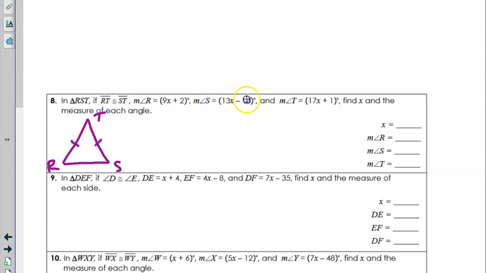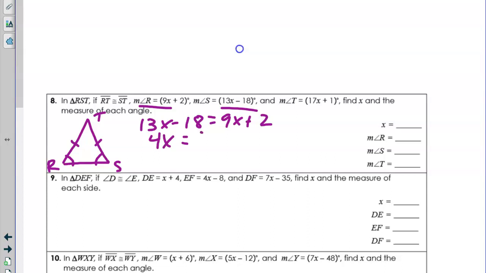What would I do with these expressions? Which two would I use? S and R. Yeah, because those are opposite the congruent sides. So then I'm grabbing these two, saying 13x minus 18 is equal to 9x plus 2. Now we're going to subtract 9x from either side to get 4x. We're going to add 18 to the 2. So 4x would be equal to? Good. And what is x equal?